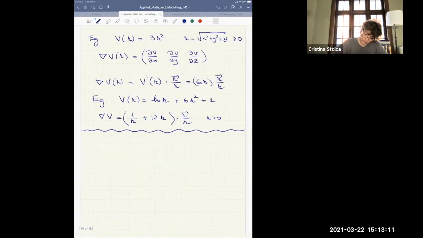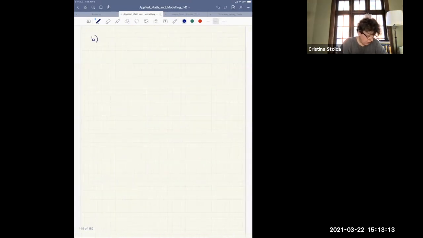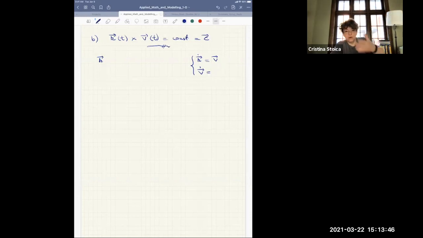Okay, where did I put that? Ooh, I put it up there. So you had to show in point B that r of t times v of t is a constant that I called C, right? So that's what you had to prove. Here I put r of t just to make a point that you have to think that this is along the solutions of this given system, and it's not just r with no evolution.